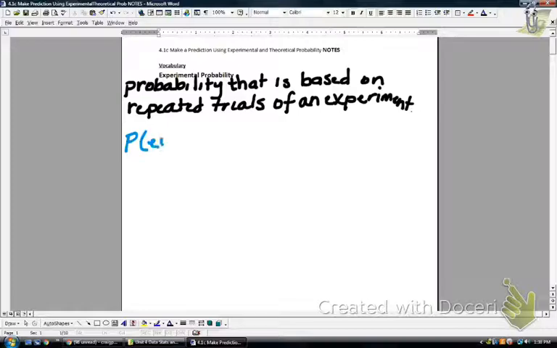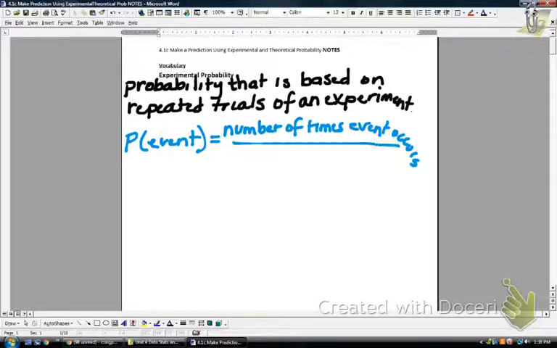So the probability of an event is number of times the event occurs, and I'm going to run out of room. Number of times event occurs, and that's over the total number of trials. And we'll look at some examples, and this will start to make sense.